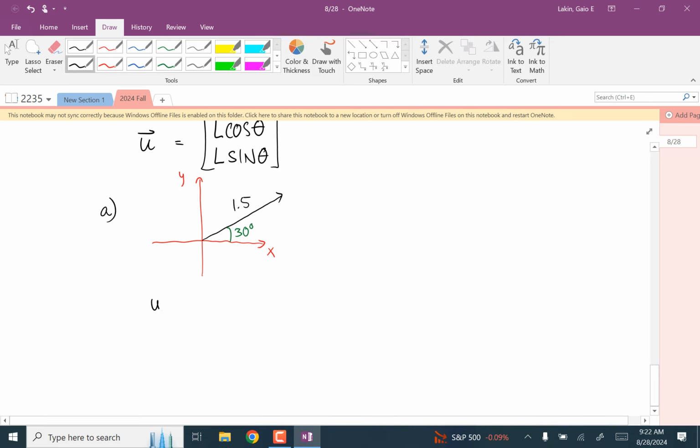So u, in this case, for this coordinate system, is equal to 1.5 times the cosine of positive 30, 1.5 times the sine of positive 30, and you get 1.299, 0.75.